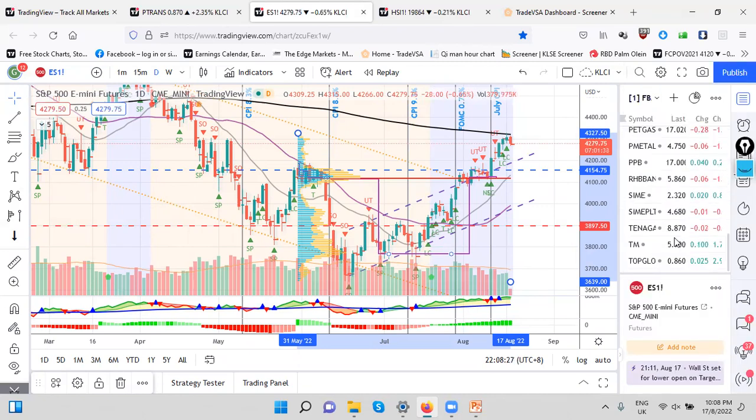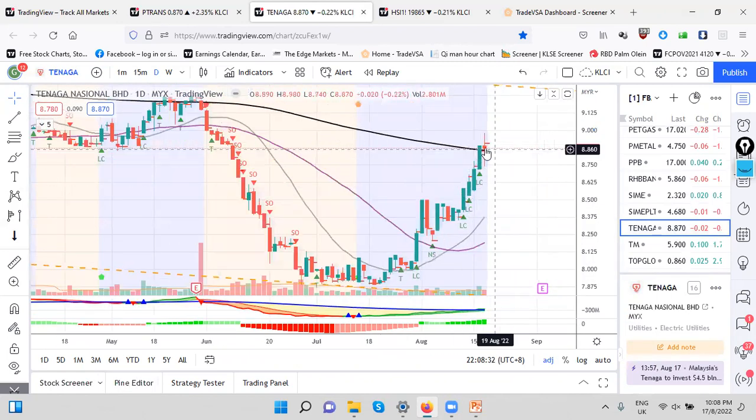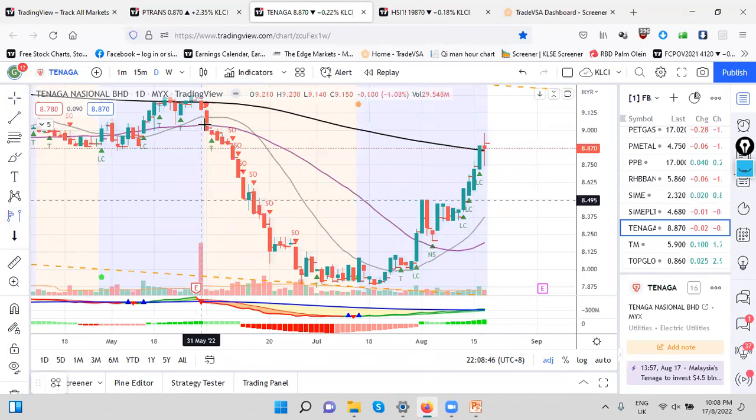The Naga is quite a solid stock, so you can invest much more. Like today you see that when it touches the 200 moving average, it starts to pull back. Usually here there is high volume.